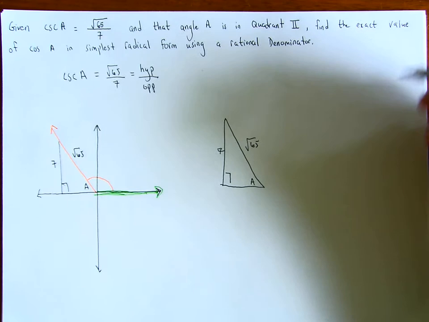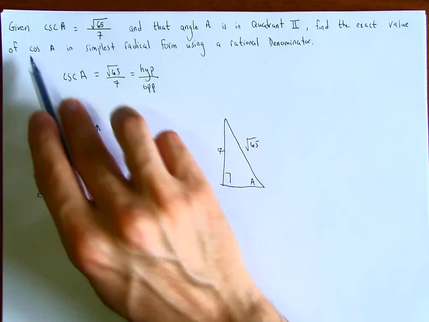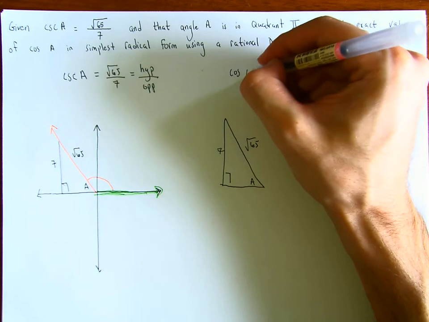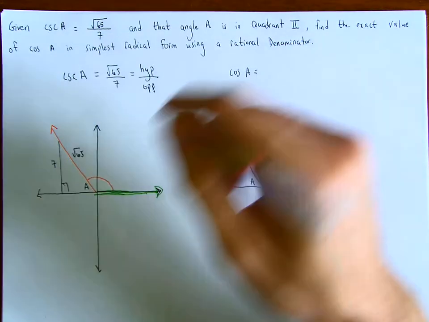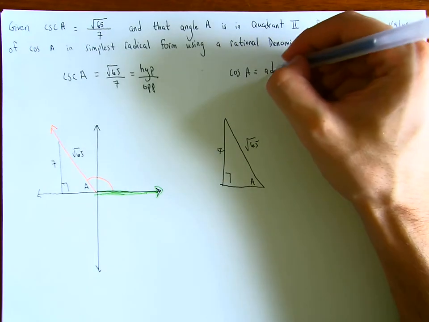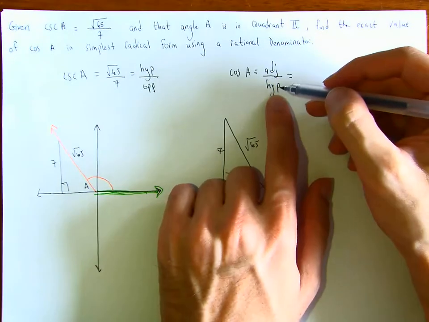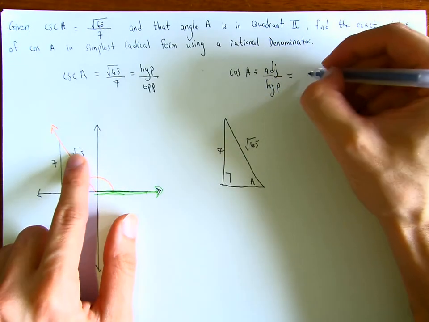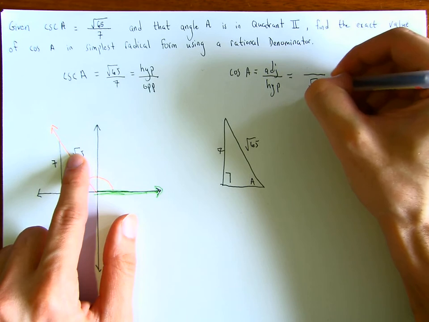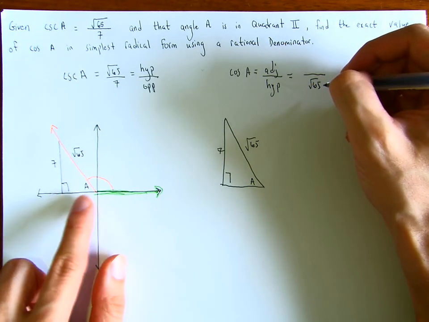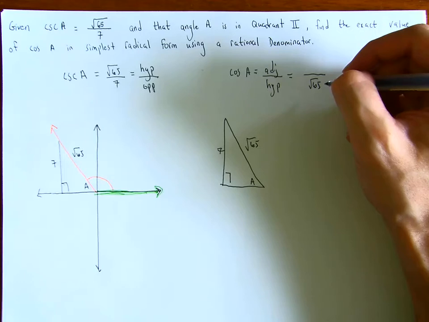Now what is the question asking us to find? It's asking, what's cosine of A? So what do we know about cosine? Cosine is adjacent over hypotenuse. Do we have the hypotenuse? Yes, it's square root of 65. Do we have the adjacent? No, we don't have the adjacent, so we need to find this missing side.